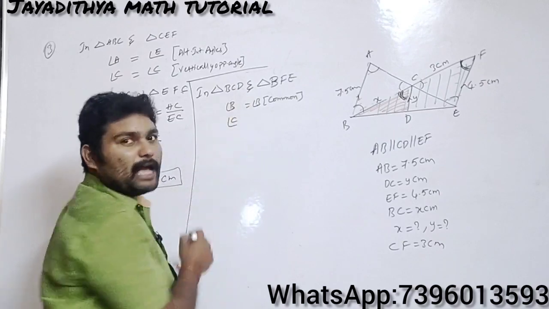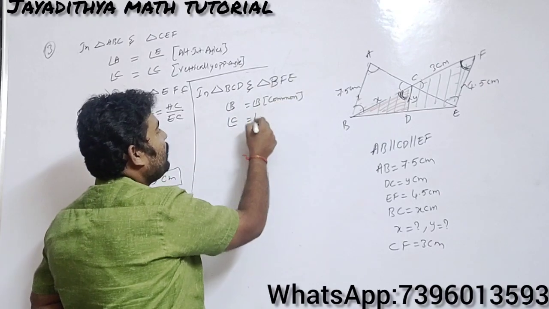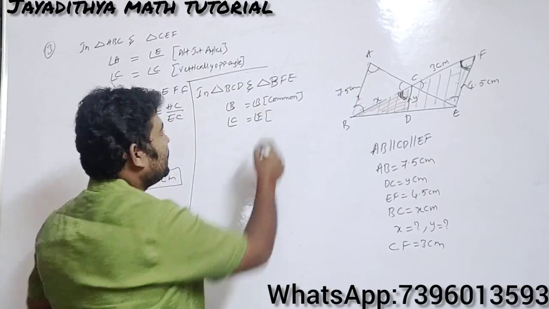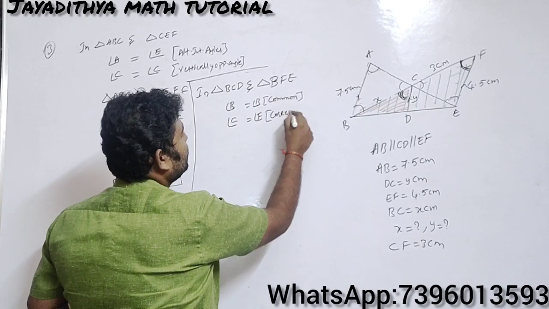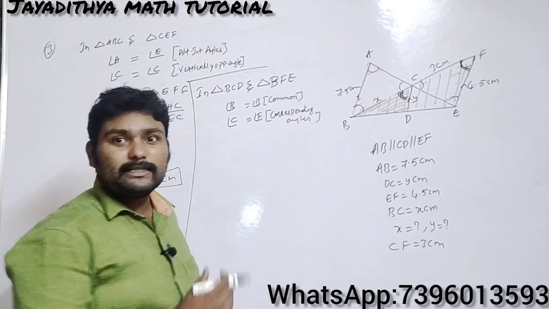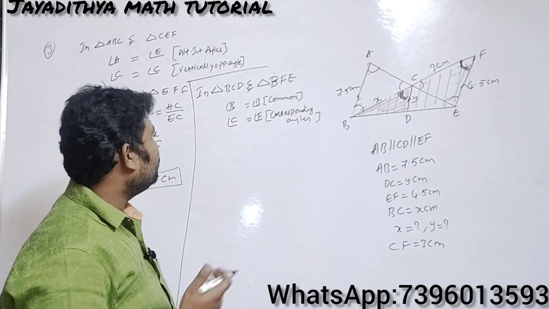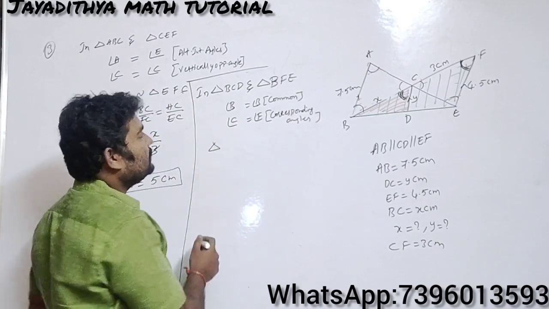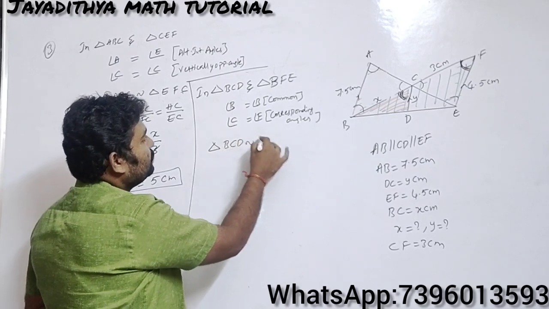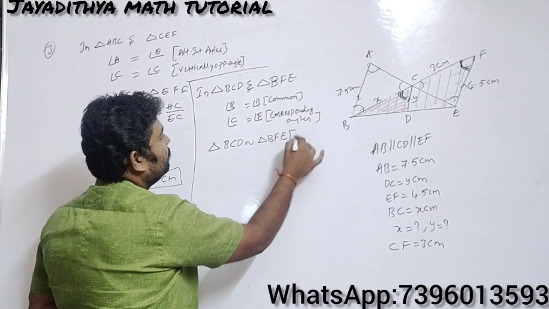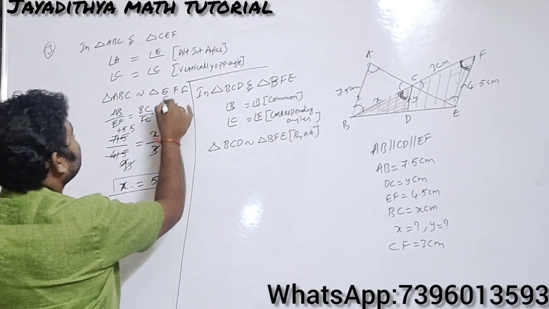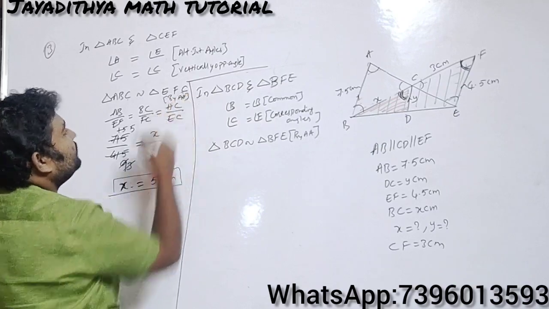In triangle BCD we have angle C, and in triangle BFE we have angle F. These two will be equal. Why? Because they are corresponding angles. So you can write it like this: corresponding angles. Clear? These reasons are very, very important. If you write the reasons, you will be awarded full marks here. So by AA similarity, I can write triangle BCD is similar to triangle BFE by AA criterion of similarity. You mentioned it there, here also you should mention it.